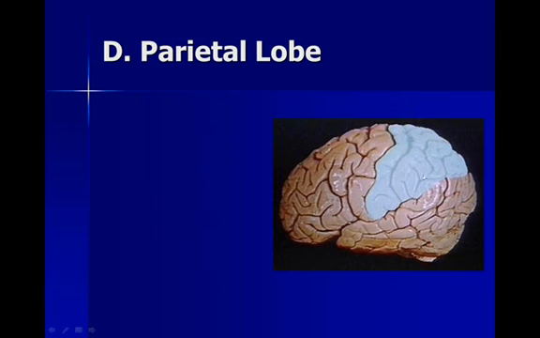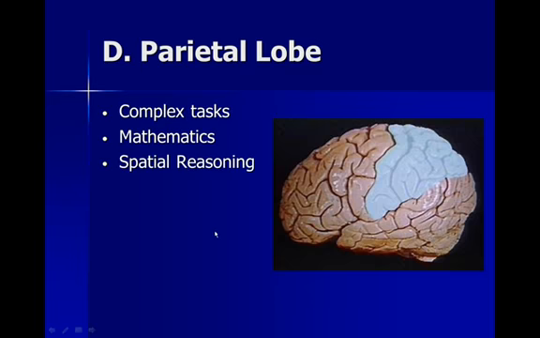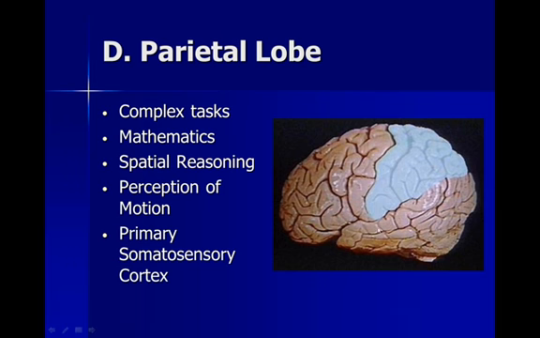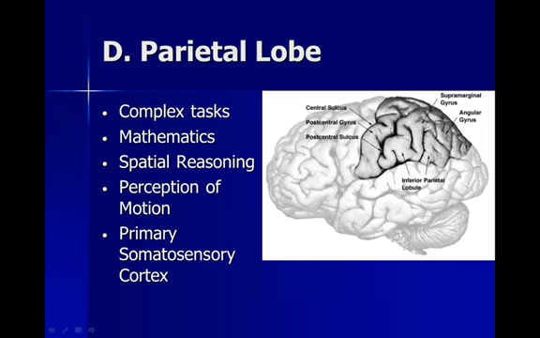So the parietal lobe, which is here, is involved in complex tasks: mathematics, spatial reasoning, our perception of motion, and this is also where the primary somatosensory cortex is. So the part of the brain that processes our sense of touch and what we call proprioception, which tells us where our limbs are in 3D space. So again, this is going to be in this part of the brain, and this postcentral gyrus, which is this squiggly thing right here, is the somatosensory cortex.